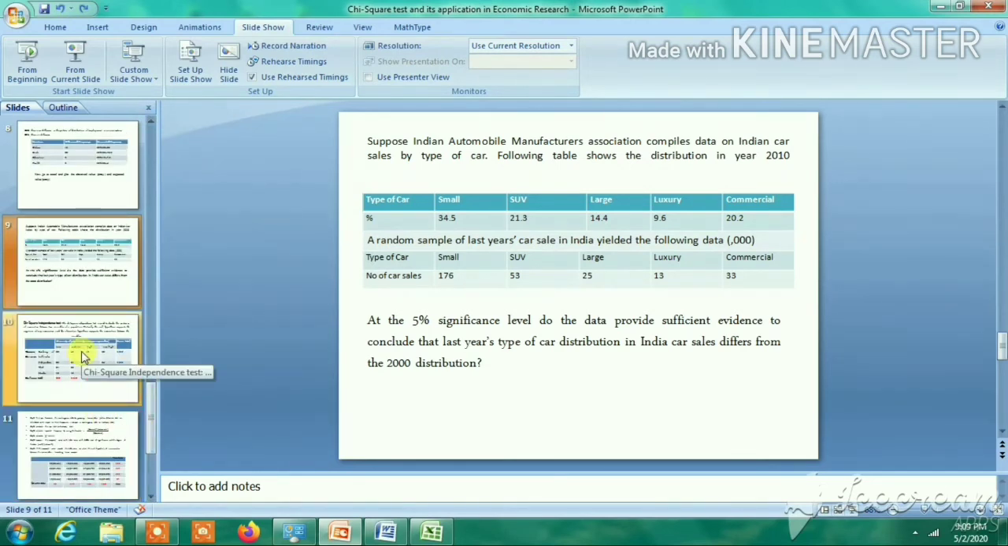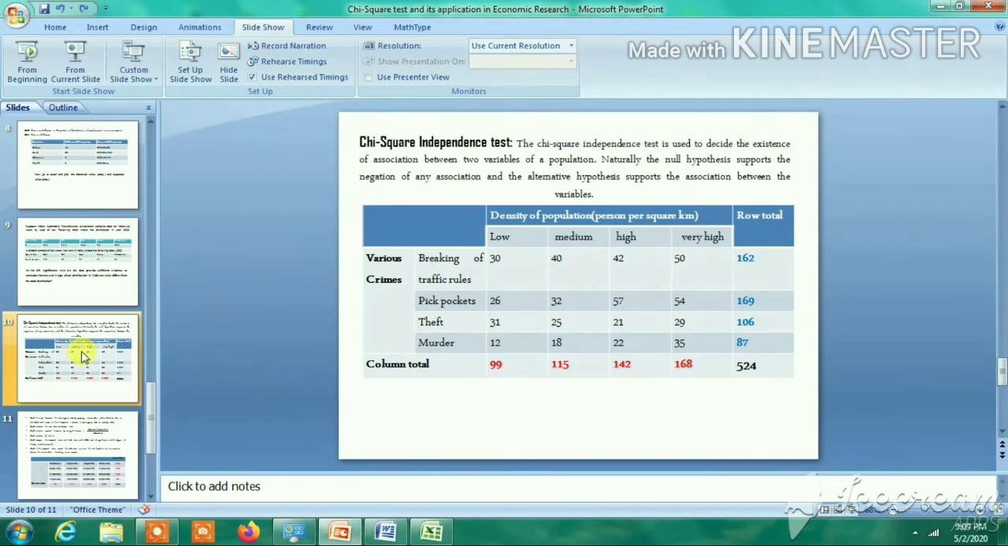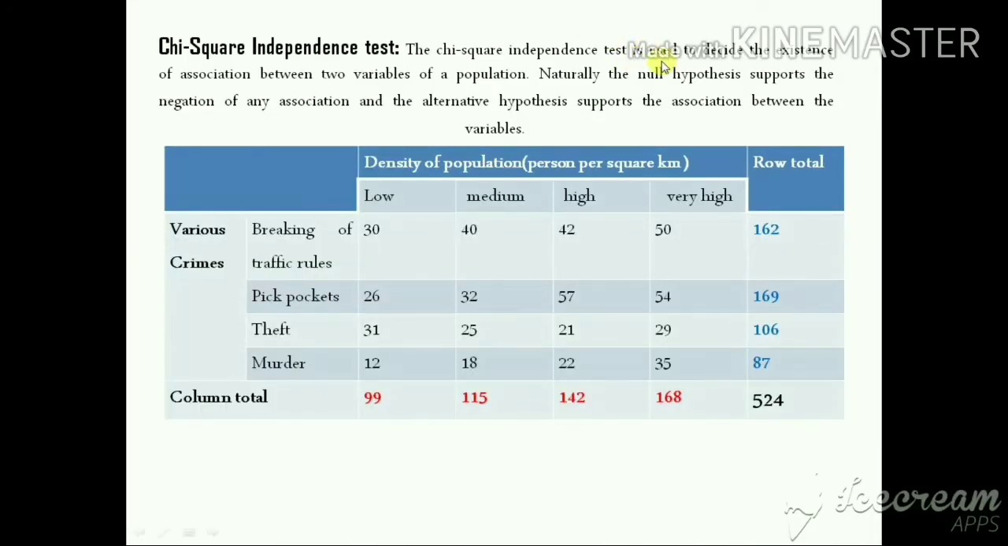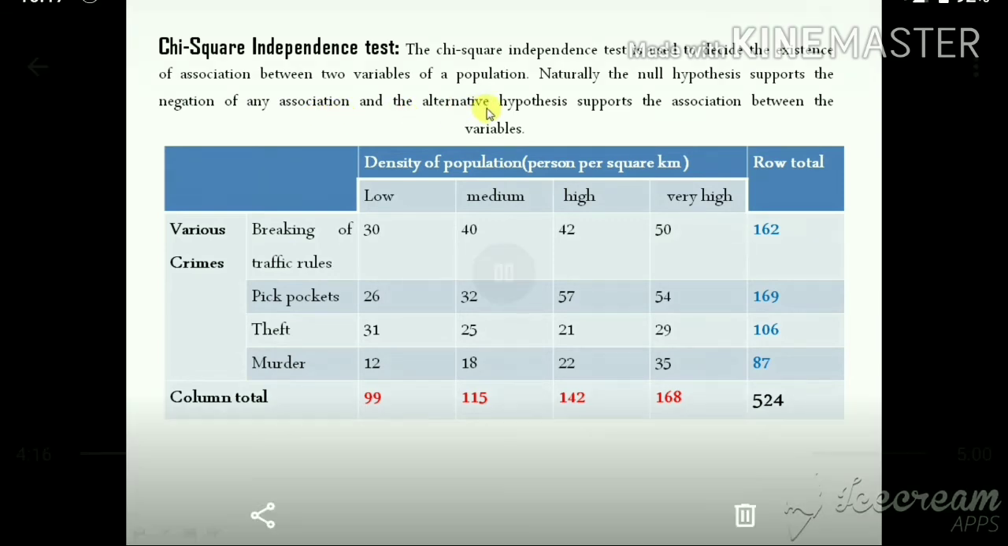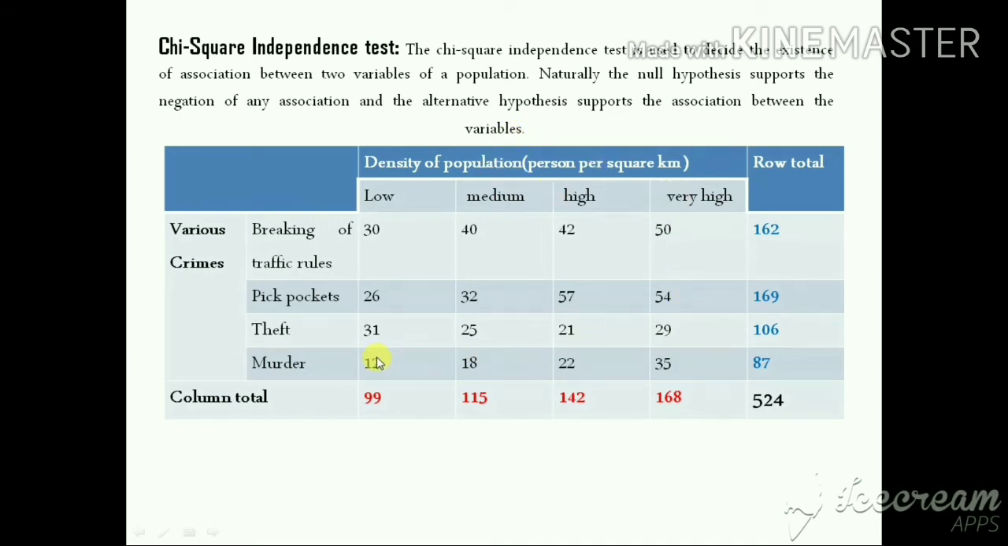Next we are coming to another important test of chi-square statistic, that is chi-square independence test. So chi-square independence test actually is used to decide the existence of association between two variables of a population. Naturally, the null hypothesis supports the negation of any association, and the alternative hypothesis supports the association between the variables. So this is our contingency table, that is bivariate table with some frequencies.